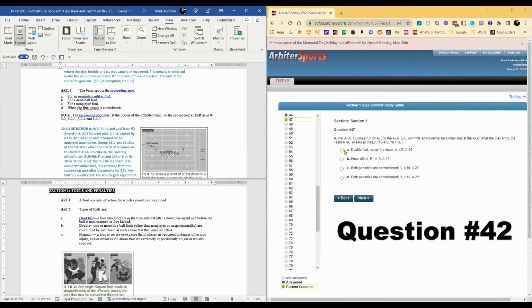And by the way, it wouldn't have mattered if it had been during the play, if a double foul is defined right here: one or more live ball fouls other than non-player or unsportsmanlike are committed by each team at such a time that the penalty is offset. So even if the unsportsmanlike conduct had occurred during the play, we still would not have a double foul. Okay?